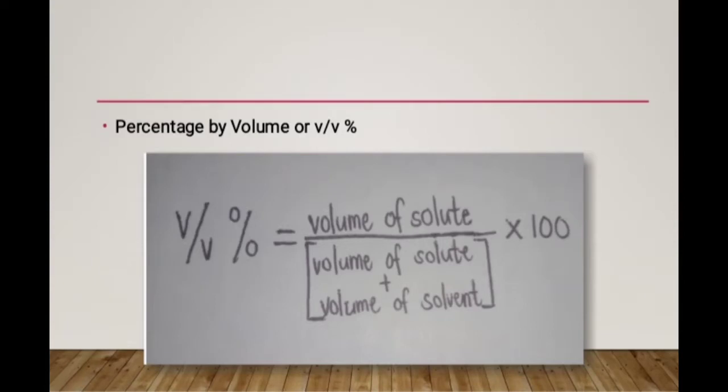Percentage by volume is just the same as the percentage by mass. The only difference is that we will take the volume. The formula for percentage by volume, volume over volume percentage, equals volume of solute divided by volume of solute plus volume of solvent, or what we call solution, times 100.